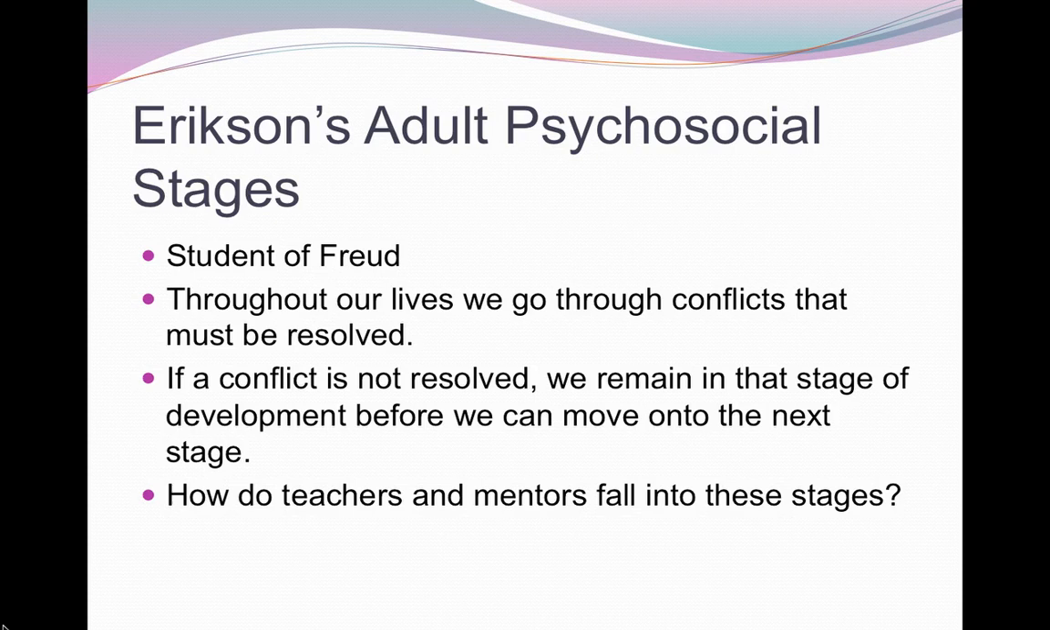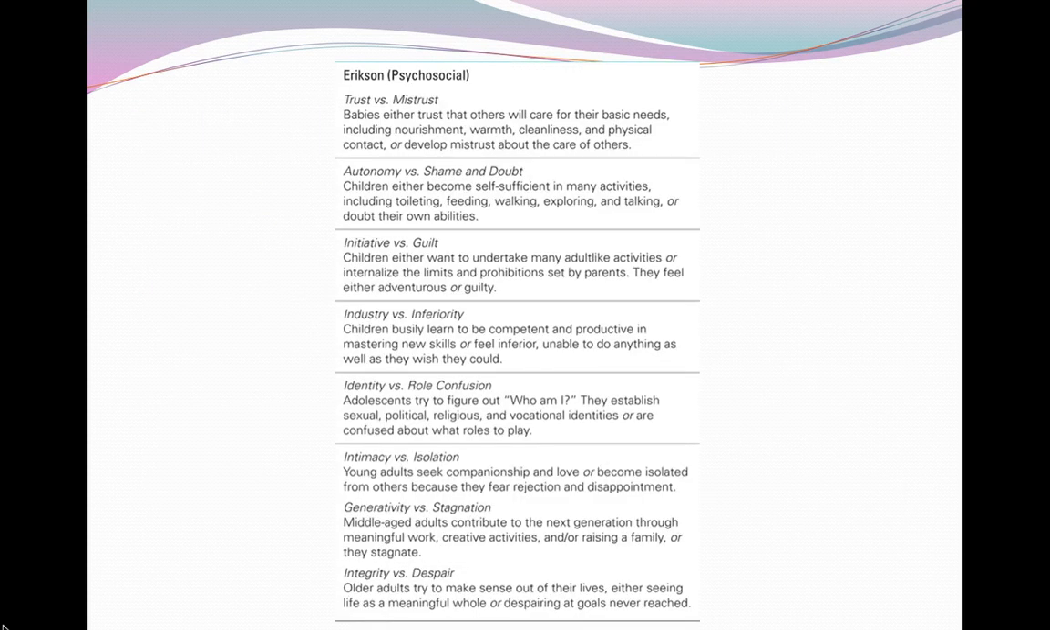How do teachers and mentors fall into these stages? So let us find out. So we've got our stages here. I put all the stages on there, but like I said, most of the time once we get up to that identity versus role confusion, I know we talk about that in Child Development 100 in the Growth and Development course. But then after that, we pretty much kind of go, yeah, and then there's some others, because we don't care about it as much when we're focusing on early childhood and so forth.